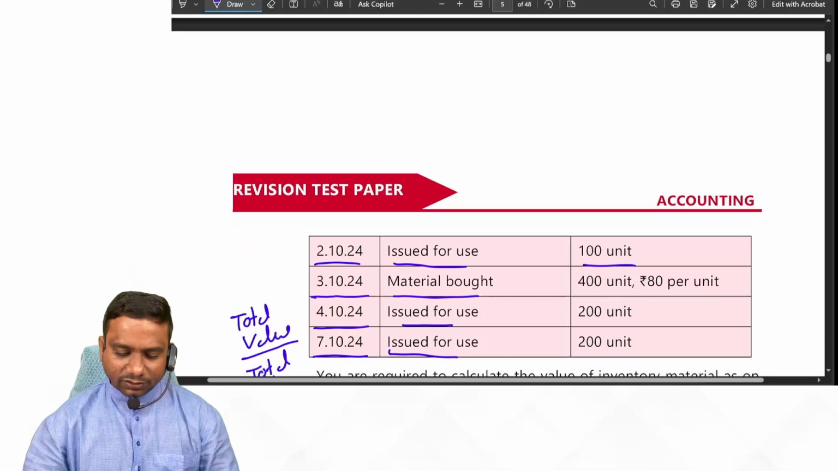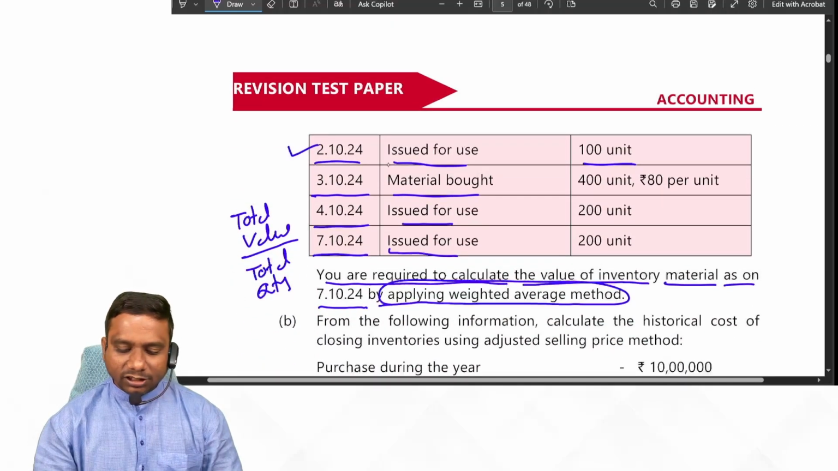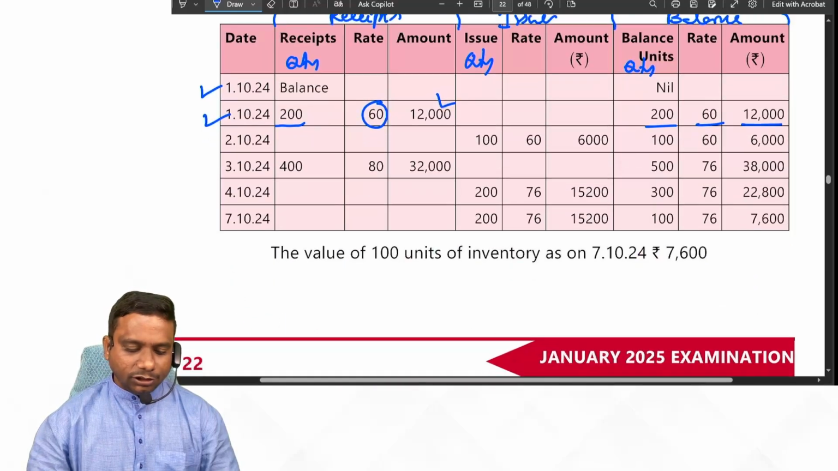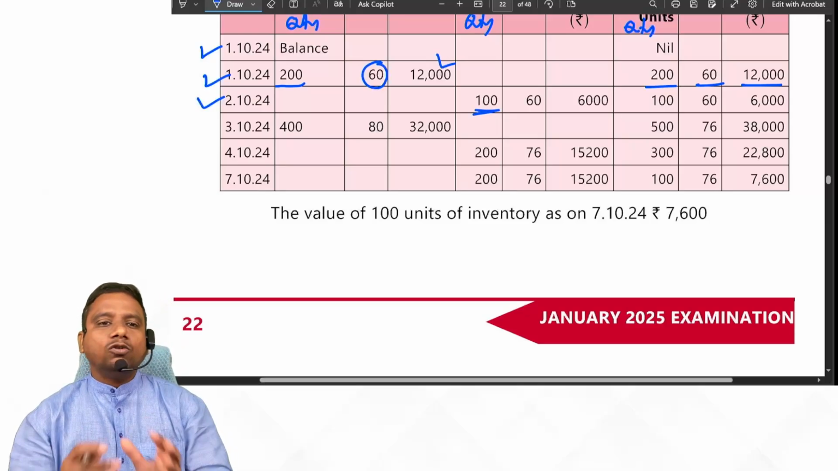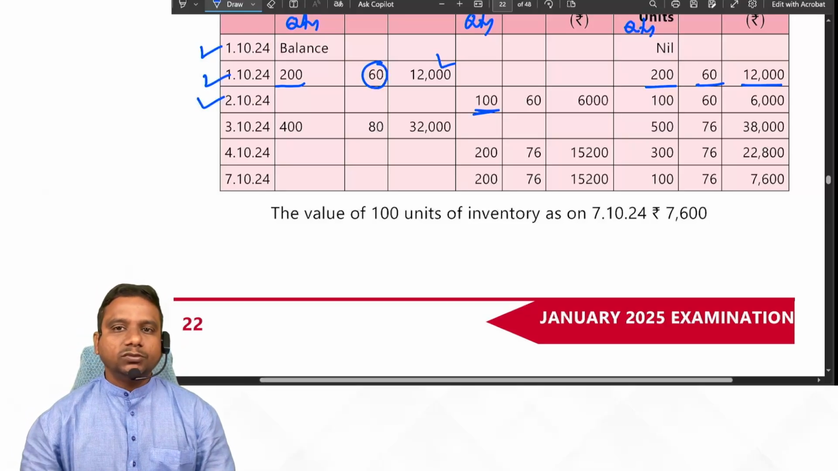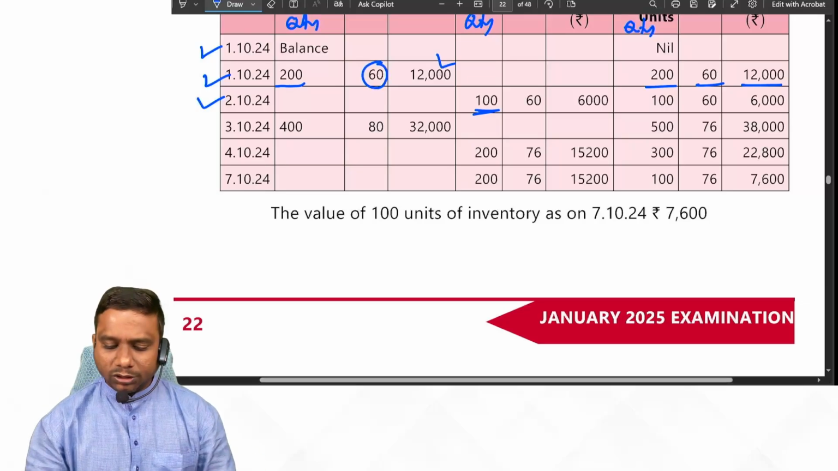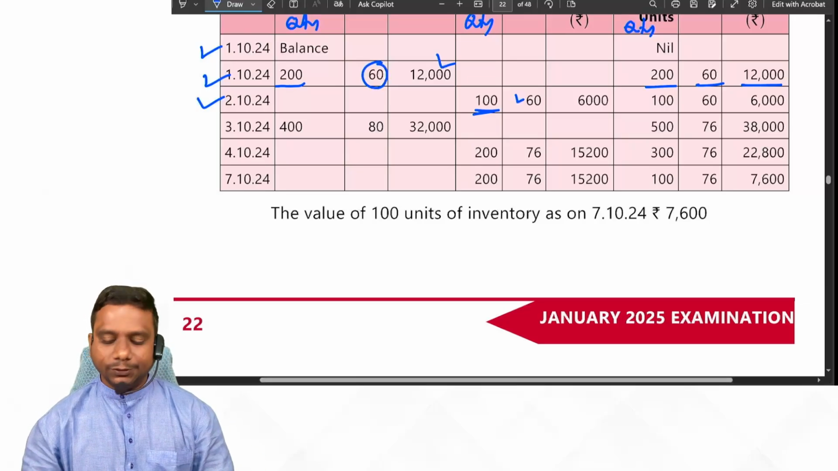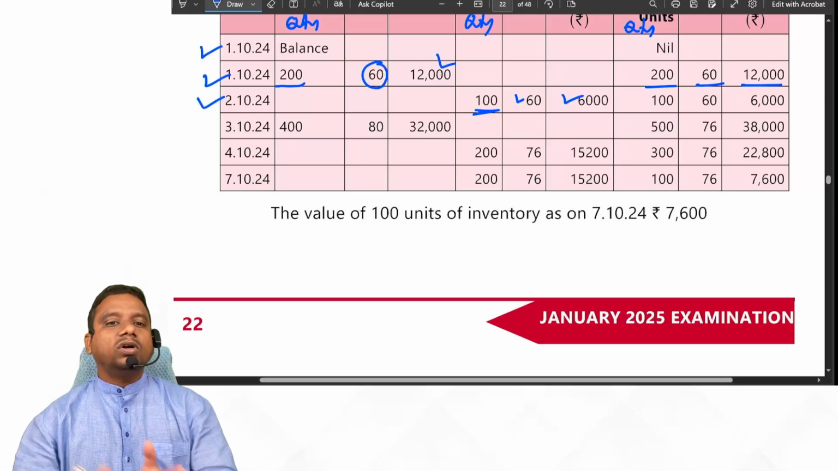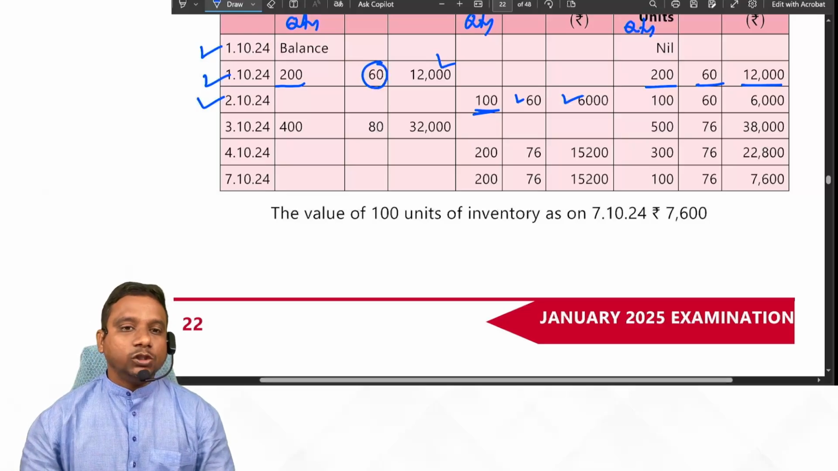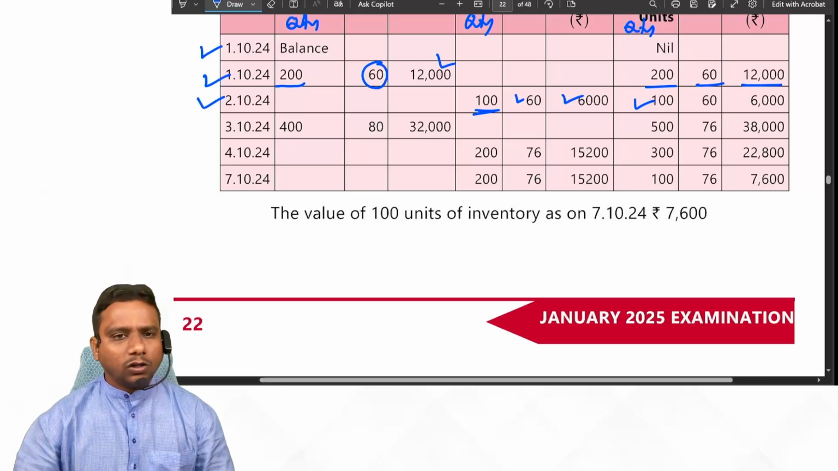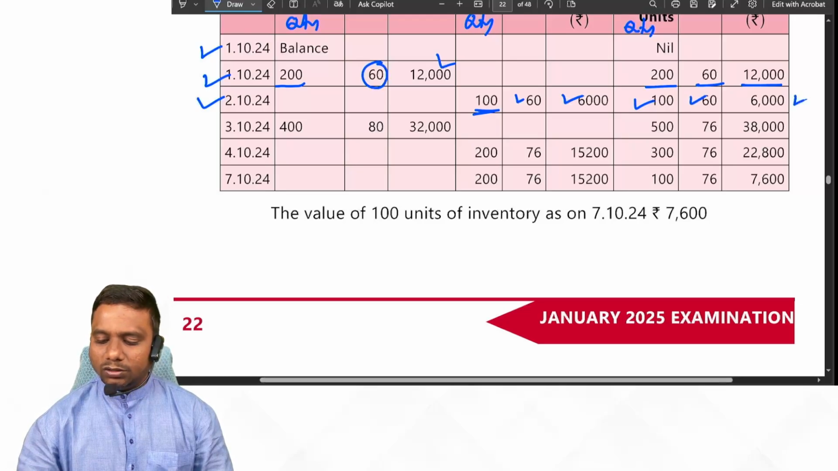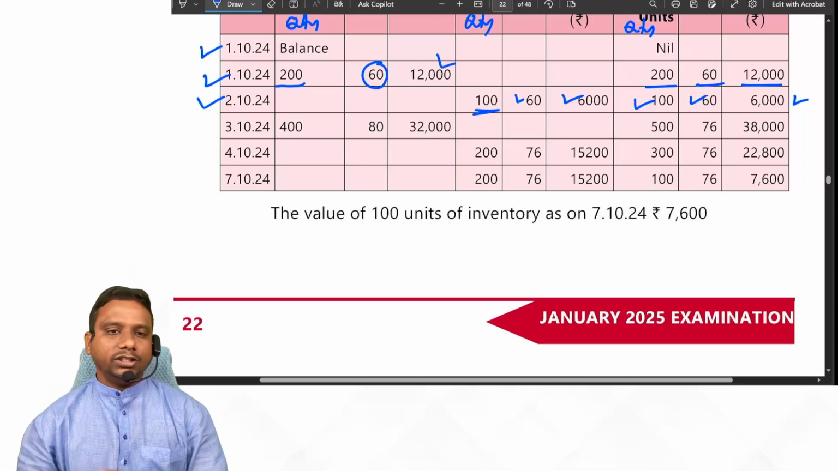Next transaction is issues, on 2nd October. Now issues we write in the issue column: 100 units. You observe we have only one lot of goods. Now we are issuing out of them, so we apply the same price, 60 rupees. Total 6,000. Now what are the balance goods left? Previously we had 200, now we issued 100. Balance left 100. Previous price 60, now also 60. So total balance of goods 6,000.